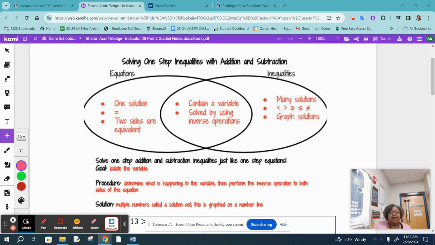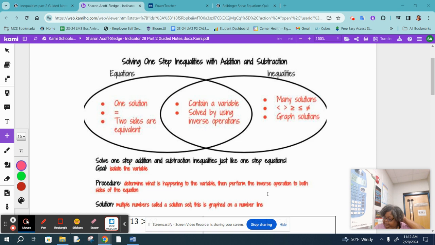Okay? So the difference between equations and inequalities, an equation has one solution. You're looking to make both the sides equivalent. The thing that's the same is they both contain variables, and they're both solved by using inverse operations. So the inverse of addition is what? Subtraction. The inverse of multiplication is what? Division.